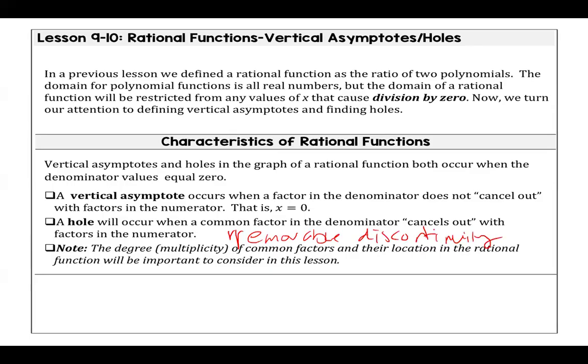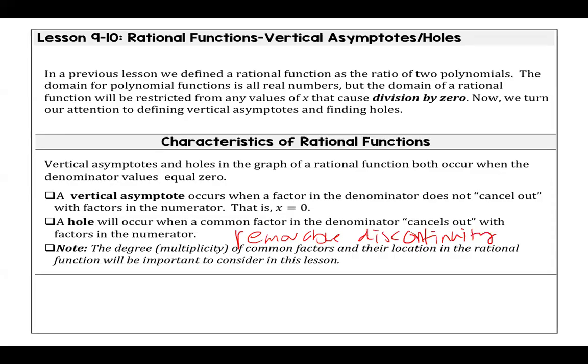Okay. That says removable discontinuity. I think it does. Close enough. All right. Discontinuity. Yep, that's the second word. Okay, fine, I'll fix it. All right. So forget it. You know what it says, guys.